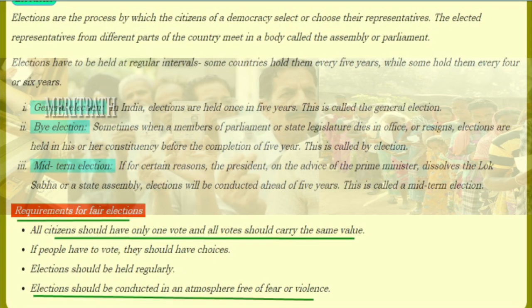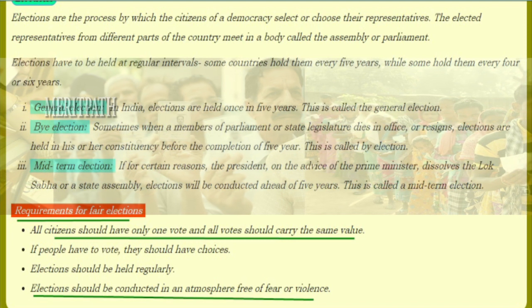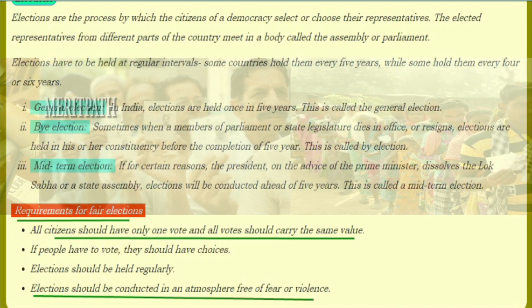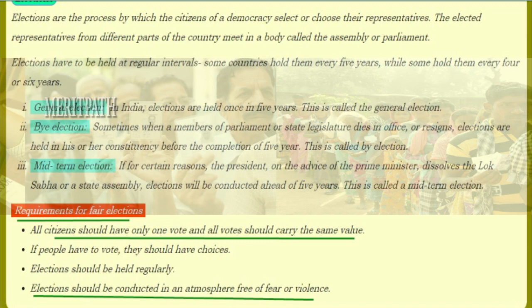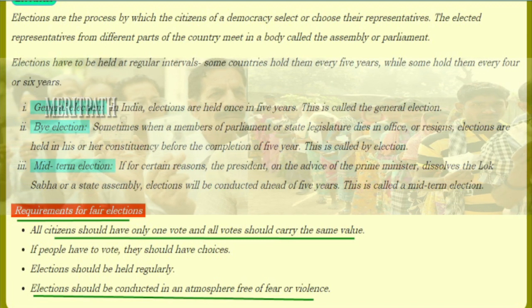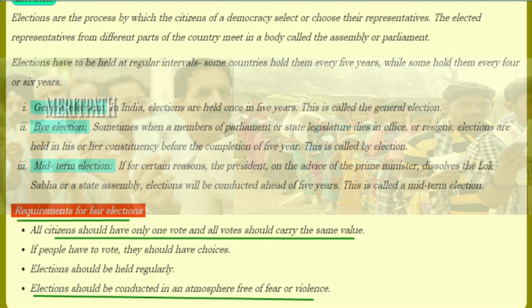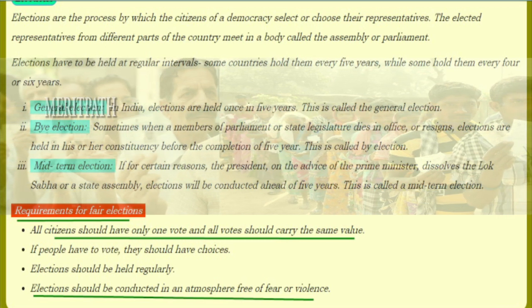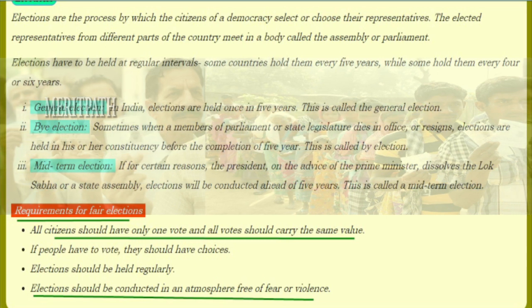Requirement for fair elections. Citizens should have only one vote and all votes should carry the same value. And if people have to vote, they should have choices also. Elections should be held regularly and should be conducted in an atmosphere free of fear or violence.